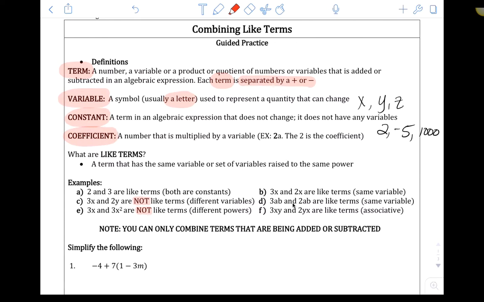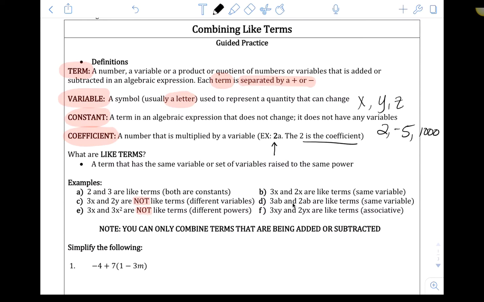And another definition we need to know is coefficient. So the coefficient is a number that is multiplied by a variable. So for example, the 2 in front of the a, that 2 is the coefficient. Any number in front of a letter is called a coefficient. So what are like terms? Like terms have the same variables or set of variables raised to the same power.